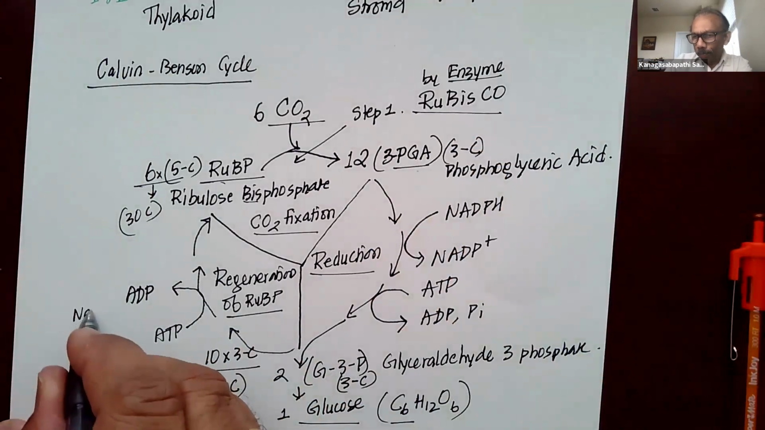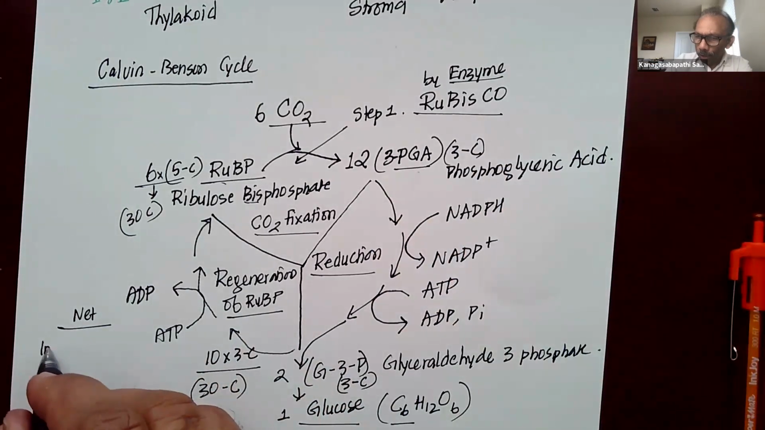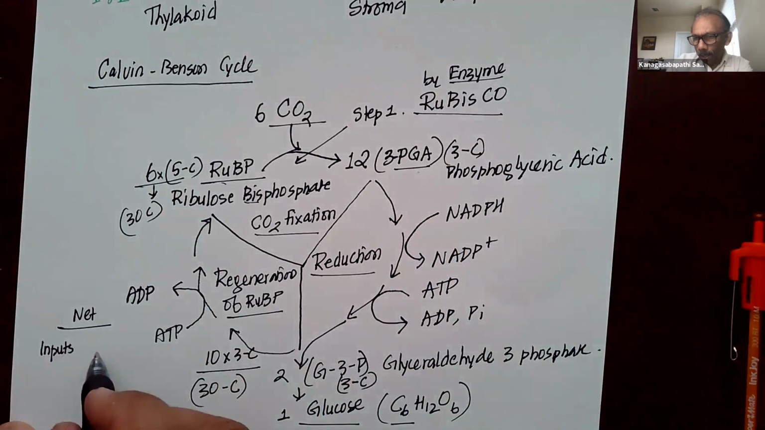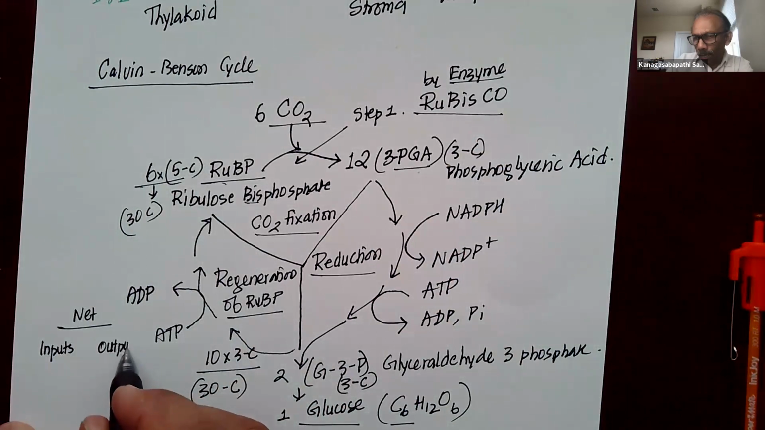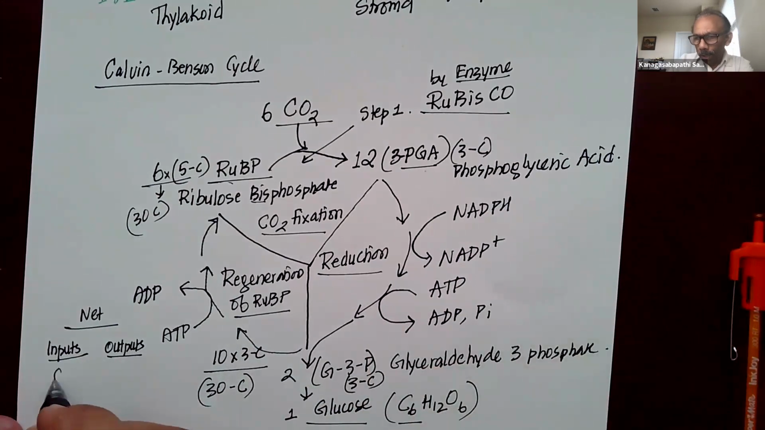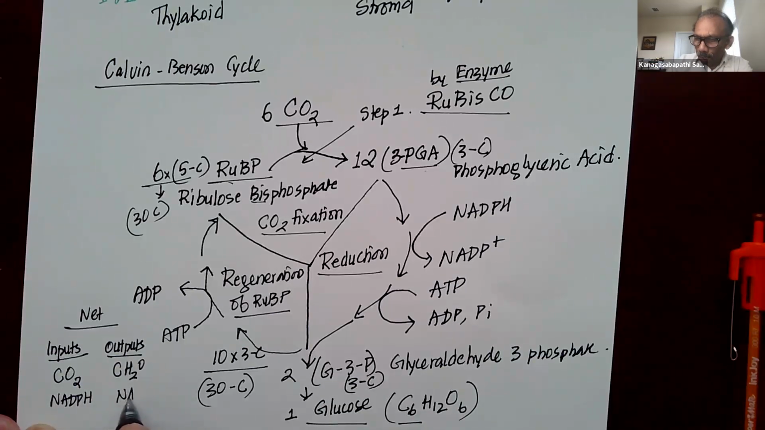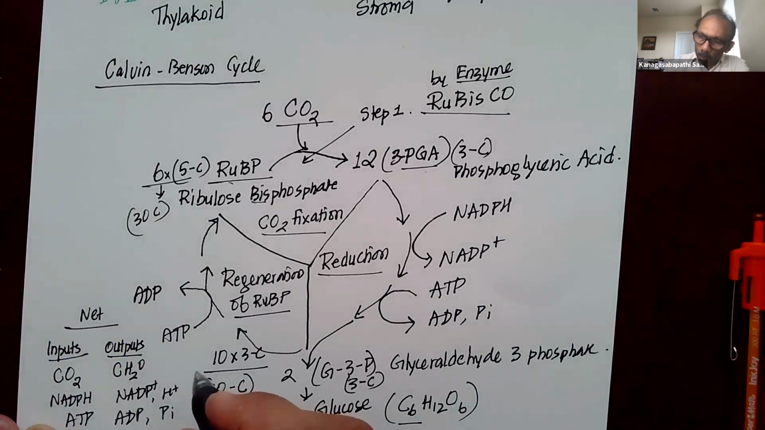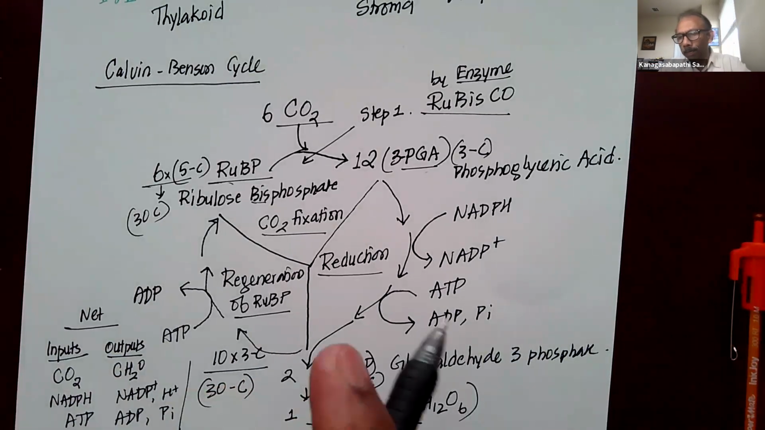Then net inputs, what goes in, and net outputs, what comes out, is something important you need to remember. So the net inputs, carbon dioxide goes in, it becomes carbohydrate, CH2O. NADPH goes in as a reducing agent, it becomes NADP plus and a proton. ATP goes in, it becomes ADP and a Pi. Okay, so this is something important to understand.